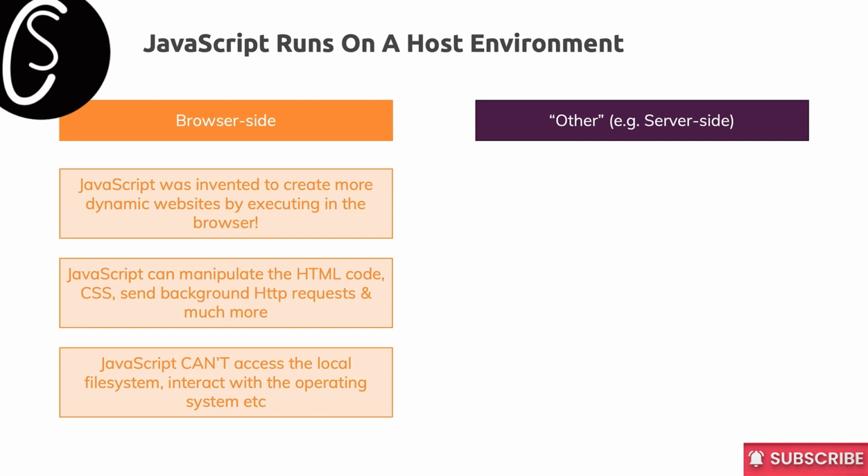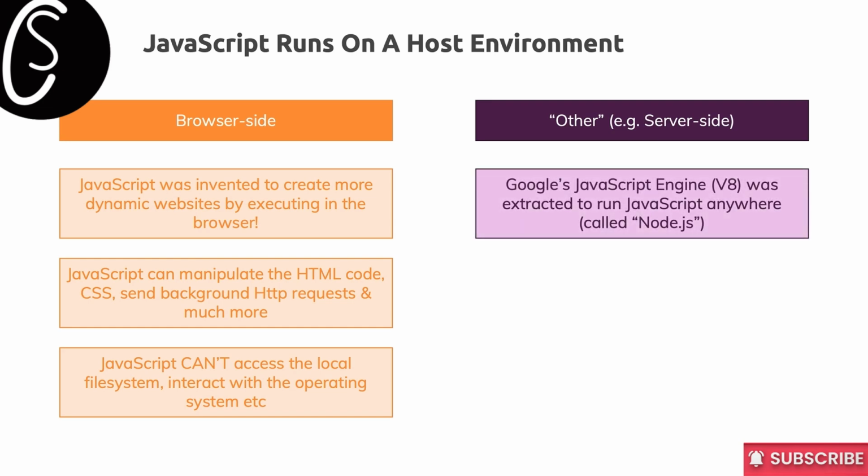Now, as I said, the browser is only one environment, though. The one for which JavaScript was invented, but not the only one we're restricted to right now. Instead, the JavaScript engine Google developed, V8 is the name of the engine, was extracted by some people to run JavaScript anywhere. Because the idea was, well, if we have the engine in the browser, why don't we take it out of the browser and then make it available as a standalone tool which you can use to execute JavaScript anywhere else directly on your machine. And this tool is in the end called Node.js.